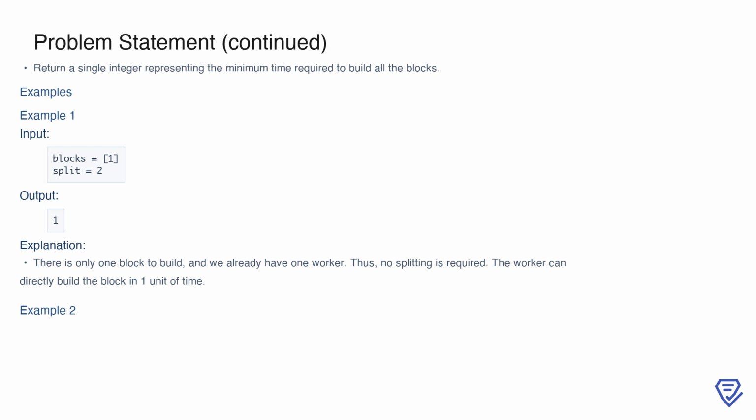In the first example, the input is blocks equals 1 and split equals 2. Since we only have one block and one worker, there's no need to split the worker. The worker can directly build the block in 1 unit of time, so the output is 1. This demonstrates the simplest case, where splitting isn't necessary.